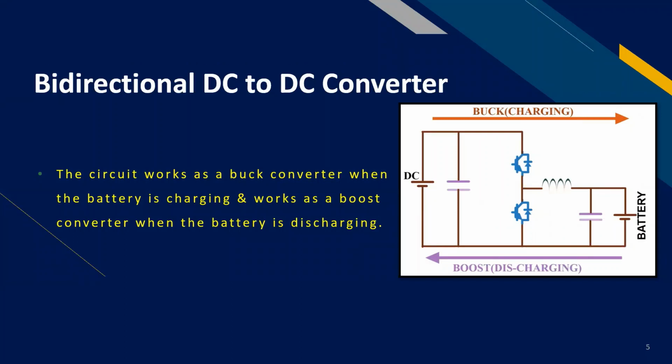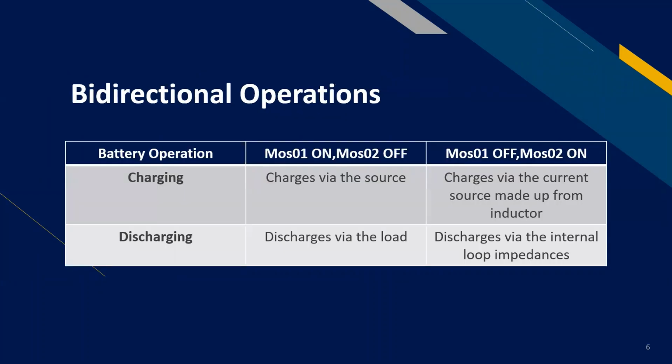Bidirectional DC to DC converter. The left side of the circuit is the 24-volt side and the right side is the 12-volt side. The converter works in buck mode when the current flows from the high voltage side to the low voltage side, in other words, when the battery is charging. Conversely, the converter works in boost mode when the battery is discharging. Now I'm explaining the charging and discharging states.